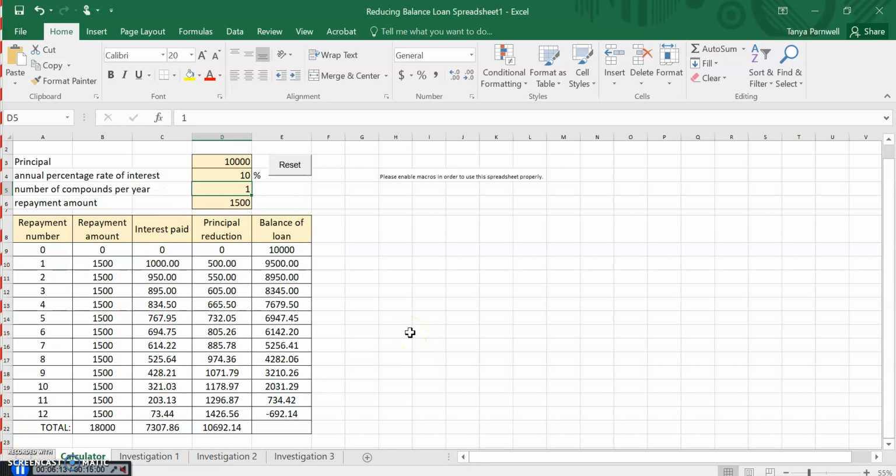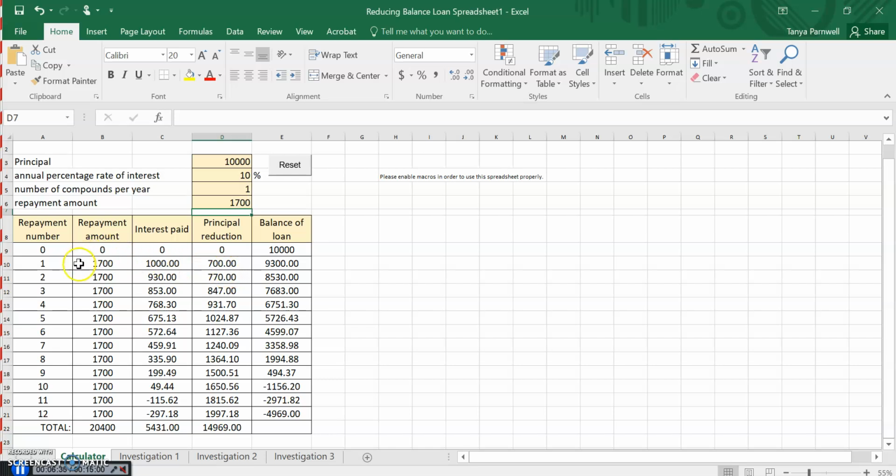The other thing we need to look at is how the repayment amount affects the time to repay the loan. So what if I were to change this repayment amount from $1,500, let's say, to $1,700? We can see there, as we'd expect, that the term of the loan is decreasing, so it's now only taking us 10 months to repay the loan.